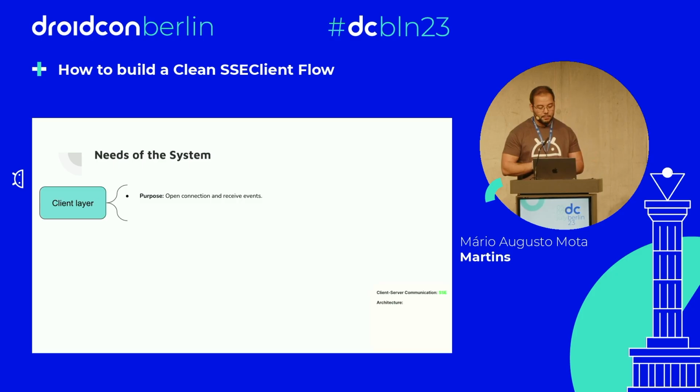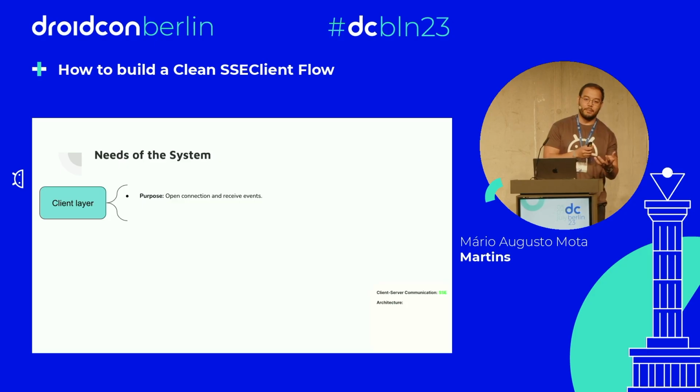All right, the first thing is, we just talked about a client-server connection, so obviously we need a client layer. Why a layer? Because it's good to keep the single responsibility principle. So let's say we have something that's responsible for holding the client. This layer will be responsible for opening the connection and getting the events. That's it. That's enough for this layer.